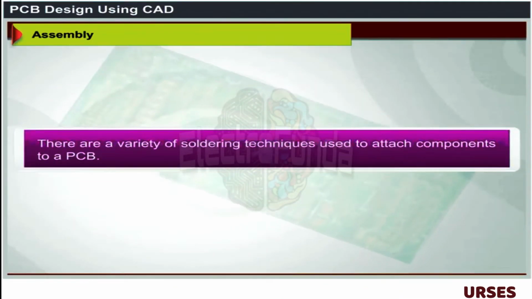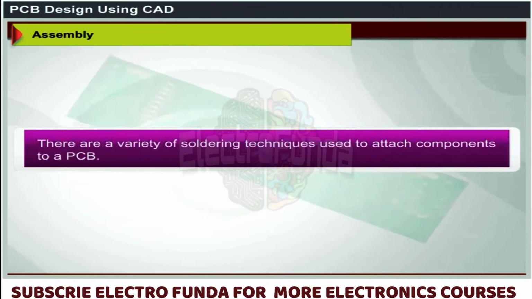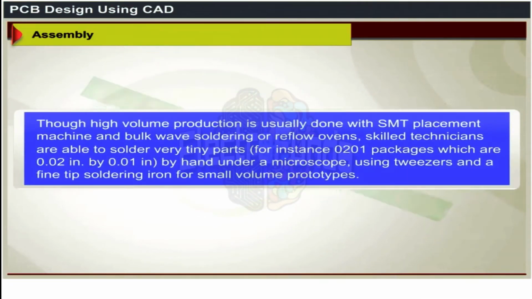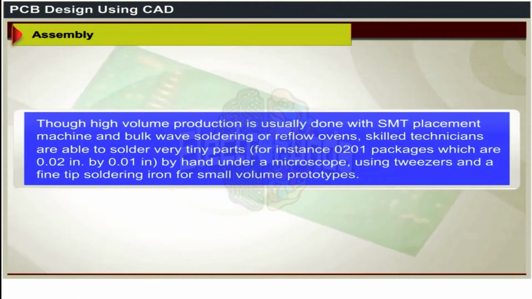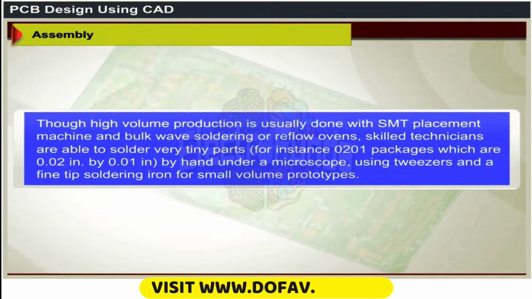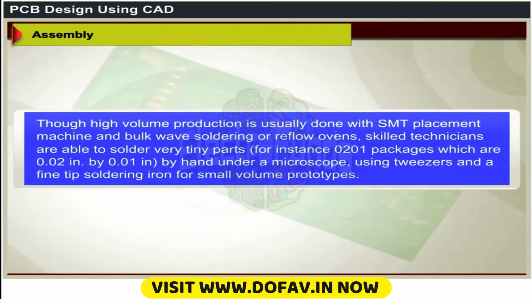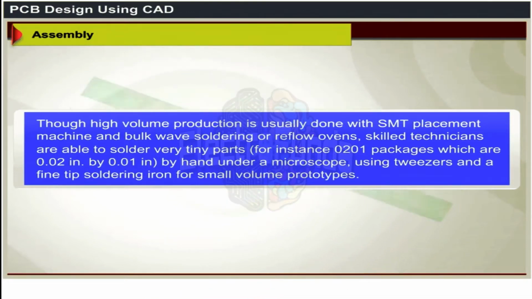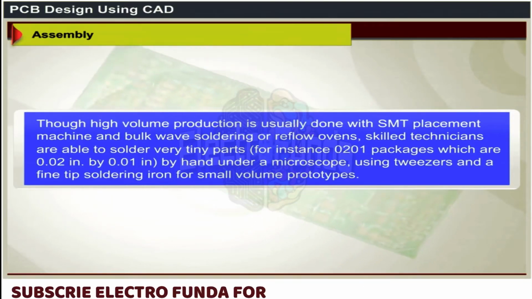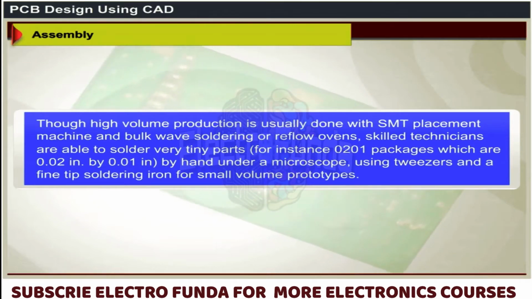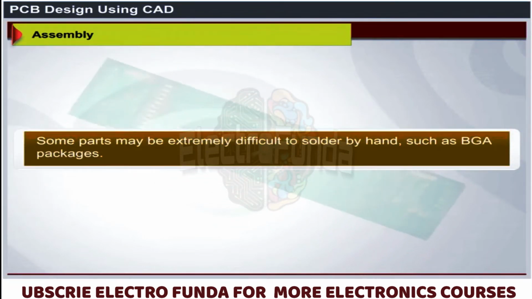There are a variety of soldering techniques used to attach components to the PCB. High volume production is usually done with SMT placement machines and bulk wave soldering or reflow ovens. But skilled technicians are able to solder very tiny parts, for instance 0201 packages, which are 0.02 inch by 0.01 inch, by hand under a microscope using tweezers and a fine tipped soldering iron for small volume prototypes. Some parts may be extremely difficult to solder by hand, such as BGA packages.